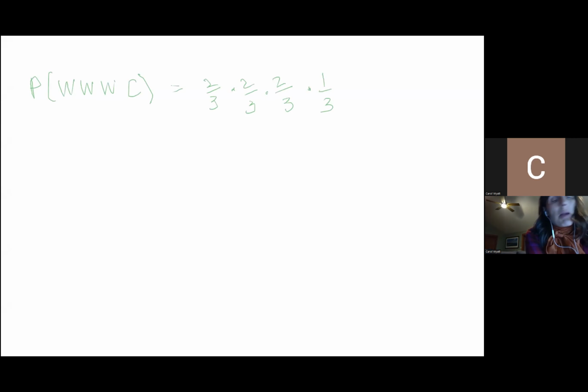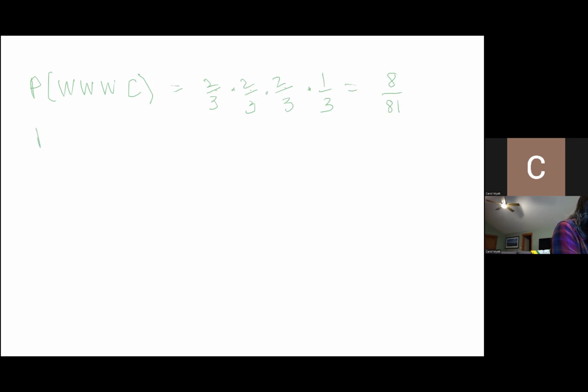Again, we're just guessing at random. So that is going to be 2 times 2 times 2, which is 8 over 81. So 8 over 81, whatever that is as a decimal, round it to 4 places. Now it wants to know exactly one right.